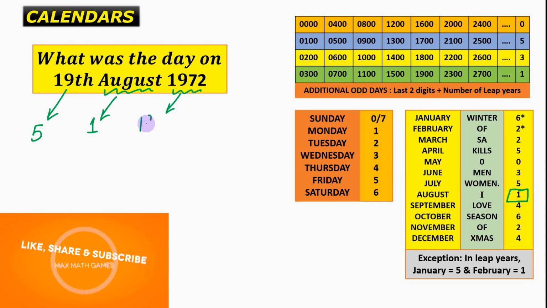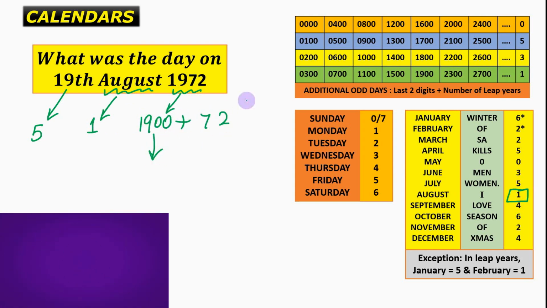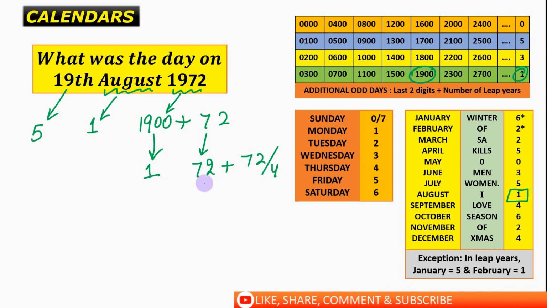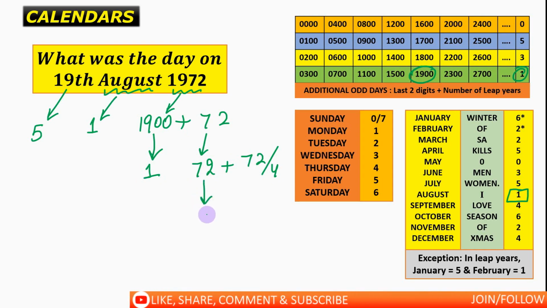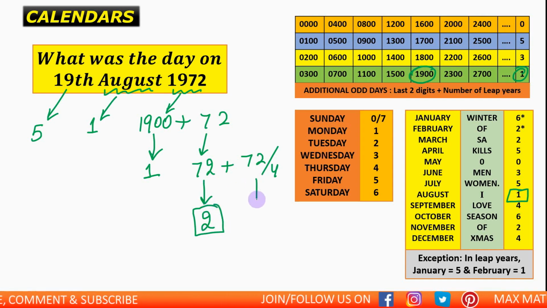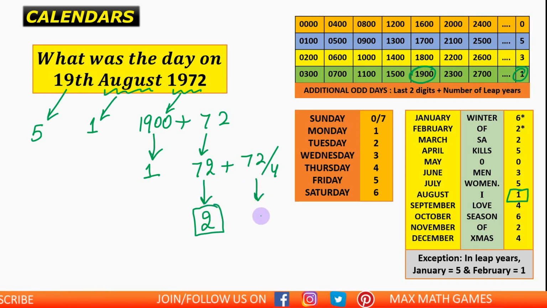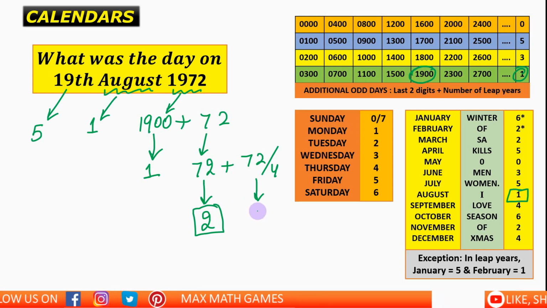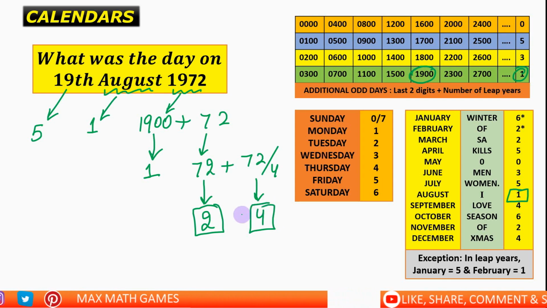1972 can be written as 1900 plus 72. The century 1900 contains 1 odd day, so this will be 1, and 72 can be written as 72 plus 72 divided by 4. Now when 72 is divided by 7, it leaves a remainder of 2, so these are 2 odd days. 72 divided by 4 is 18, and when 18 is divided by 7, it leaves a remainder of 4.